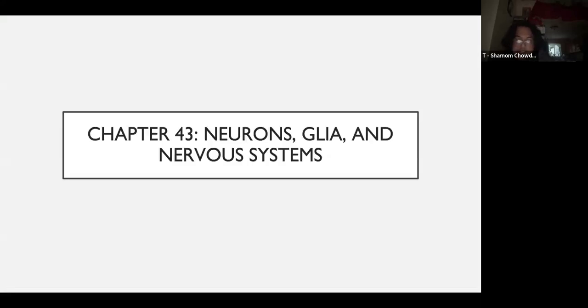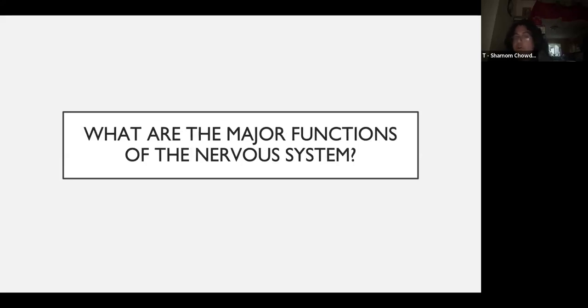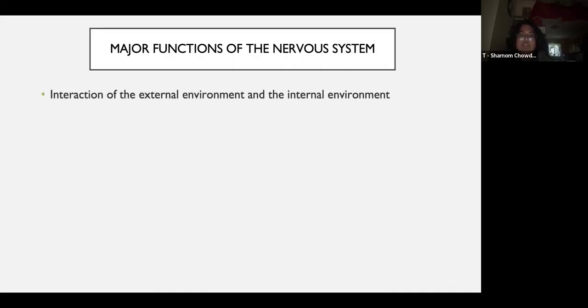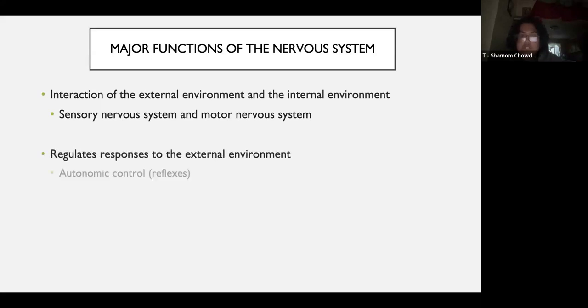So now we're on the last chapter, which is the nervous system. So what are the major functions of the nervous system? It helps cause interactions of the external environment and the internal environment. Everything that we touch, we feel, we think is caused by the nervous system and our reaction to our interactions with our external environment. So you have the sensory nervous system and your motor nervous system, which regulate the responses.